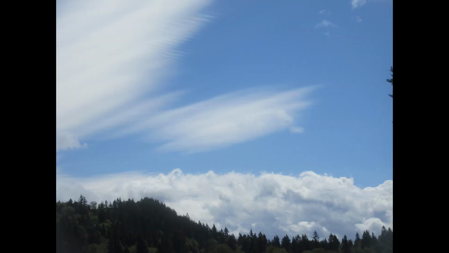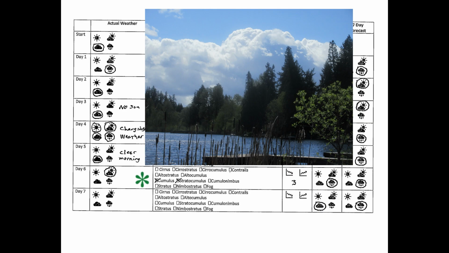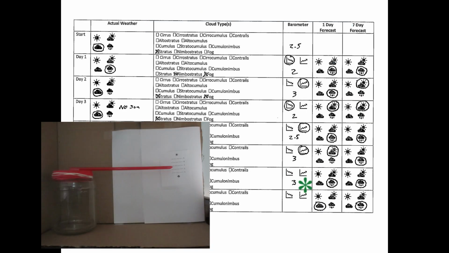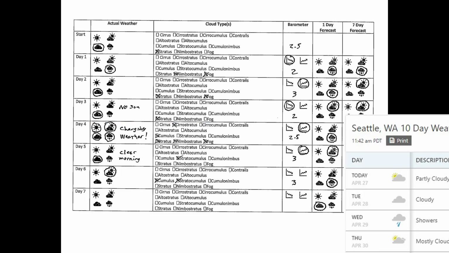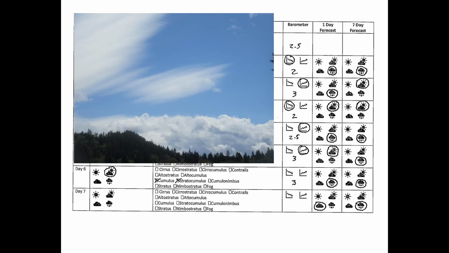Day 6 had a variety of clouds, but mostly cumulus and stratocumulus clouds. The barometer held steady at 3. Professionals predict tomorrow will be cloudy. The professionals got it completely wrong. Both the 7-day and 1-day forecasts predicted rain, but there was none. Our barometer predicted the weather would be about the same, at cloudy to partly cloudy, and that's exactly what it was. And on the final day, it was largely cloudy.